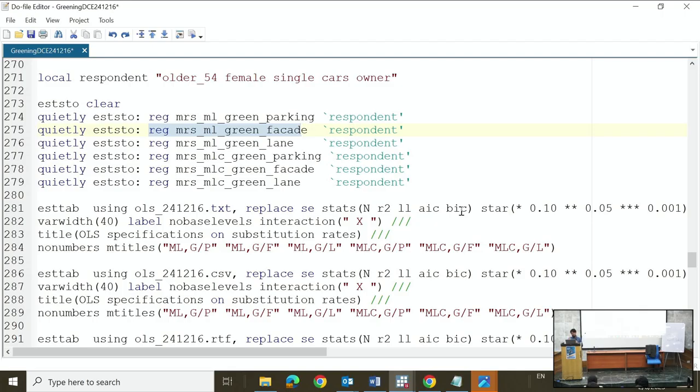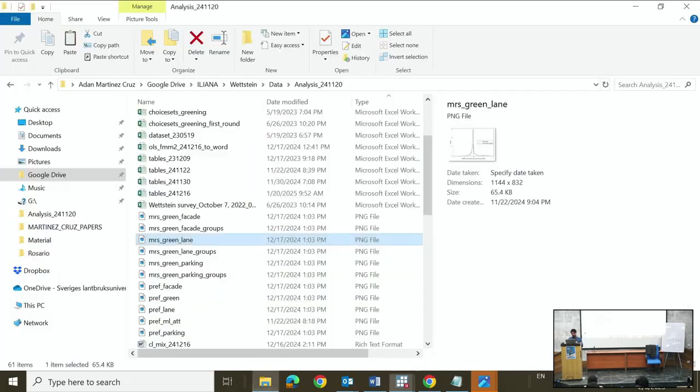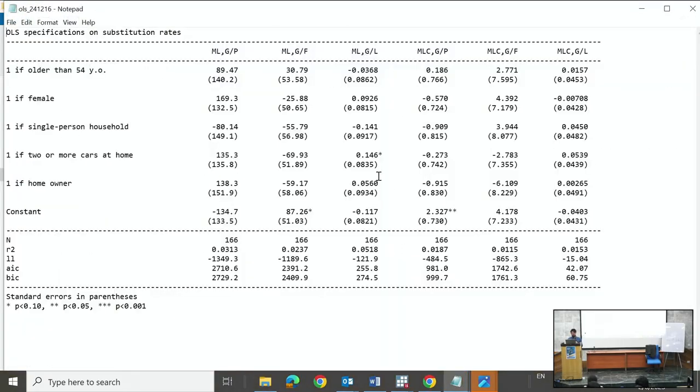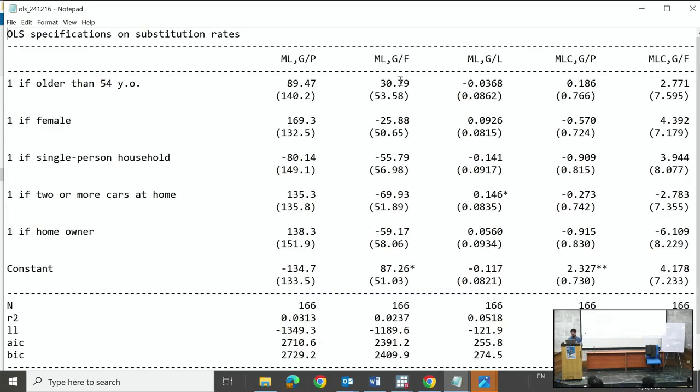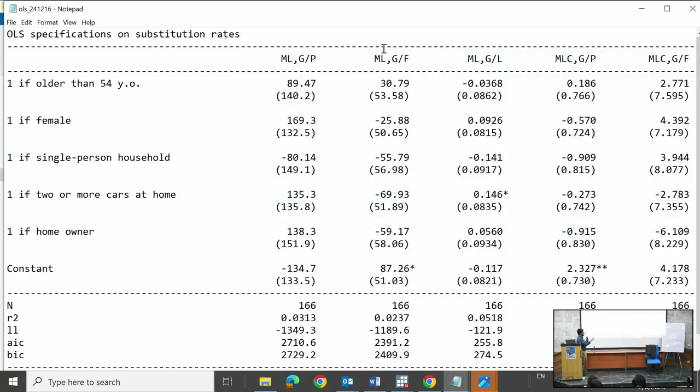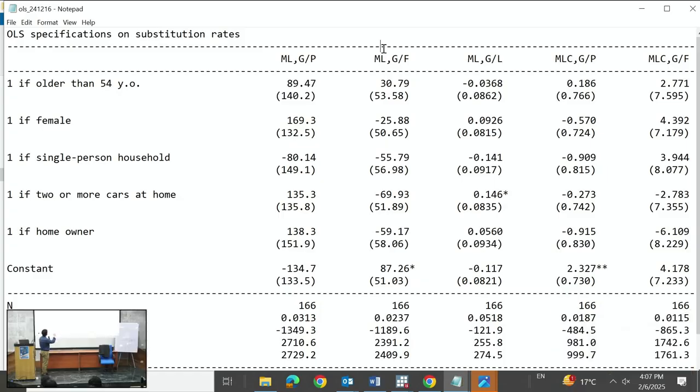Then I run the regression and I will show you that, not surprisingly, look, green facade is this one. But for the purpose of the argument, check how when you run an OLS, a simple OLS, trying to explain the marginal rate of substitution between green and facade, nothing becomes significant. It doesn't matter whether you are older than 54, if you are female, single person household, 2 or more cars at home, which I thought should matter at some point, and if you are homeowner, nothing is significant.